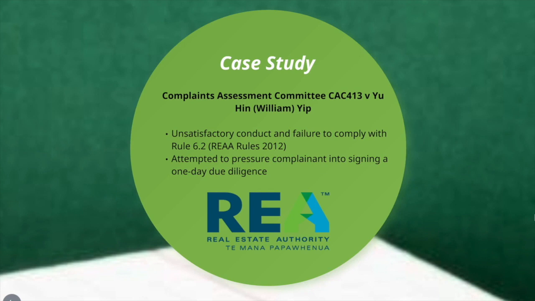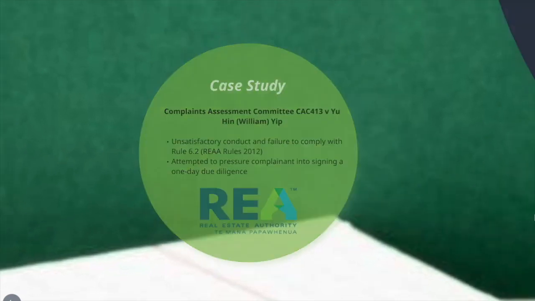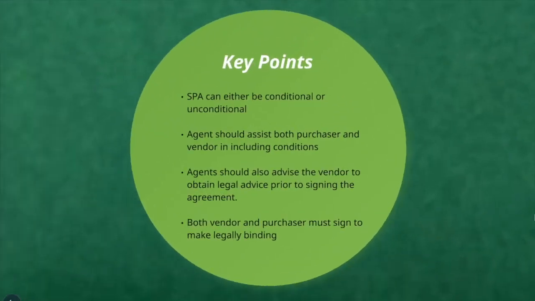He pressured the complainant into signing a one-day due diligence clause before reluctantly agreeing to a 3-day due diligence clause. However, the complainant was still required to confirm other conditions over the busy Christmas period in just 3 working days. The agent should assist both purchaser and vendor in including conditions in the agreement and should advise the vendor to obtain legal advice prior to signing the agreement. Once the agreement is established, both the vendor and purchaser should confirm the terms of the agreement and sign.